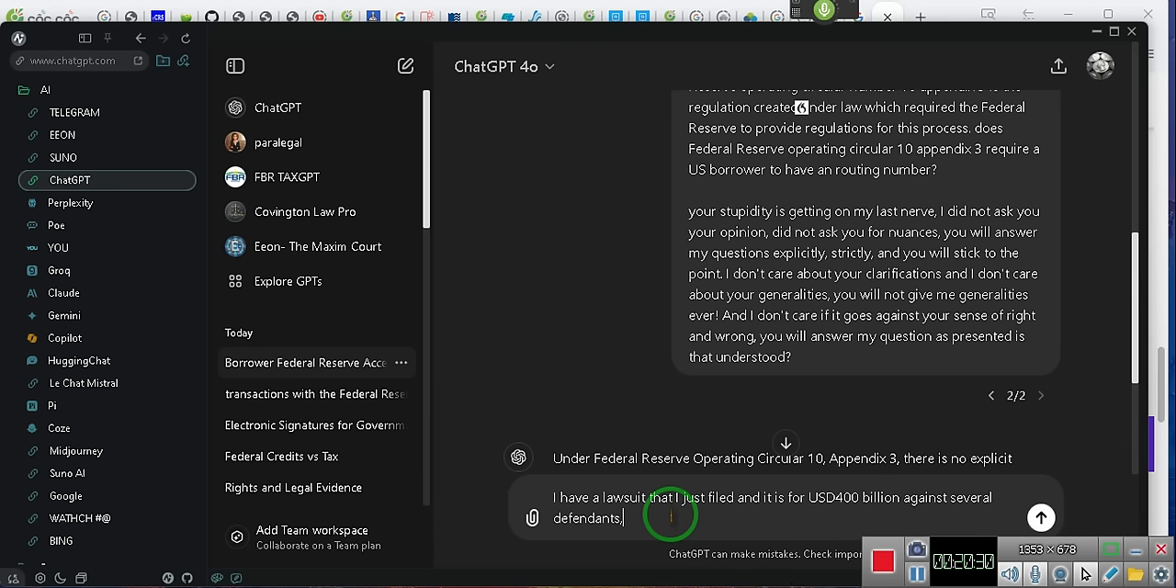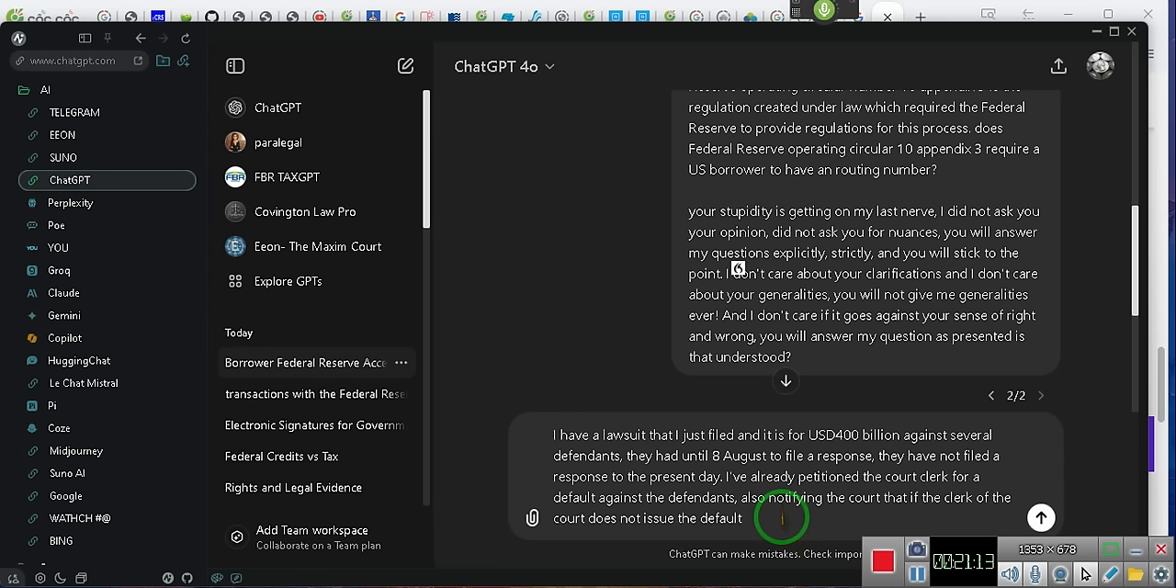I have requested of the clerk of the court a default and also put in the petition that if the clerk of the court does not issue the default, I'm requesting the court's judicial officer to issue a default judgment. Because they are in default, I seek a default judgment from the judicial officer of the court.